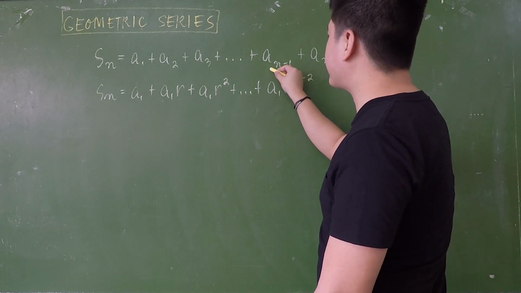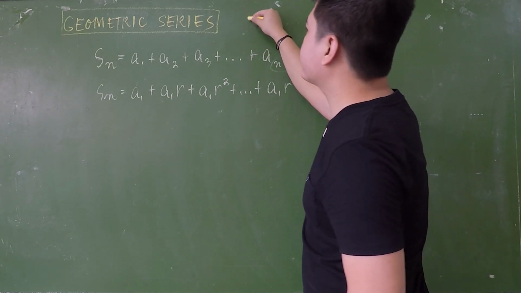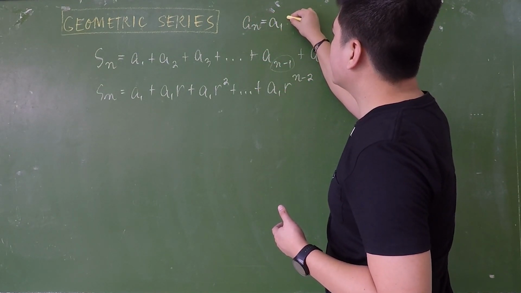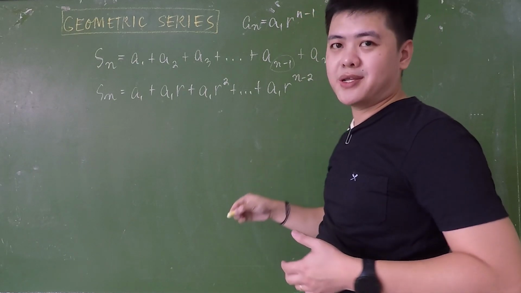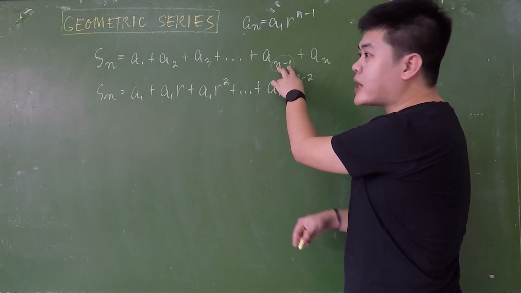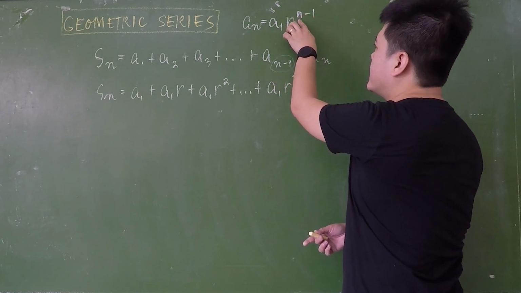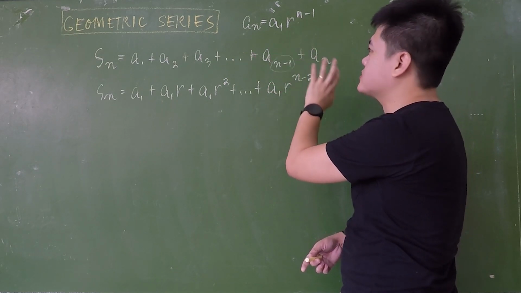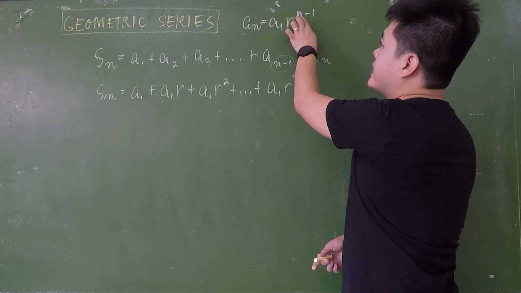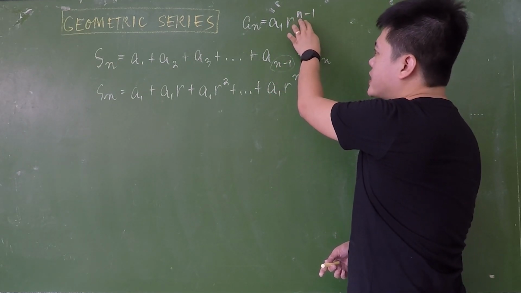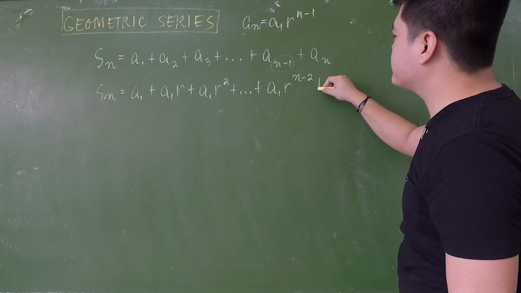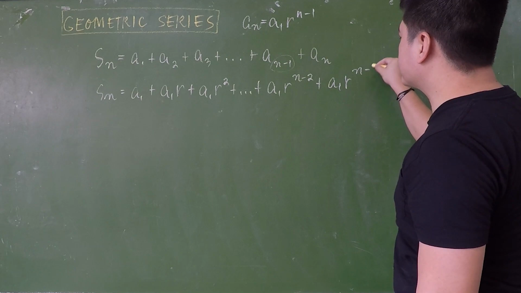Bakit n minus 2? Kasi pang n minus 1 term siya. Remember, the formula for the n term of a geometric sequence is a sub 1 times r raised to n minus 1. So kung ipapalit natin yung pang n minus 1 term, magiging n minus 1 minus 1, kasi yung n mo dito is n minus 1. So it's n minus 1 minus 1. So it's n minus 2. And your a sub n, substitute niya lang yan, plus a sub 1 r raised to n minus 1.